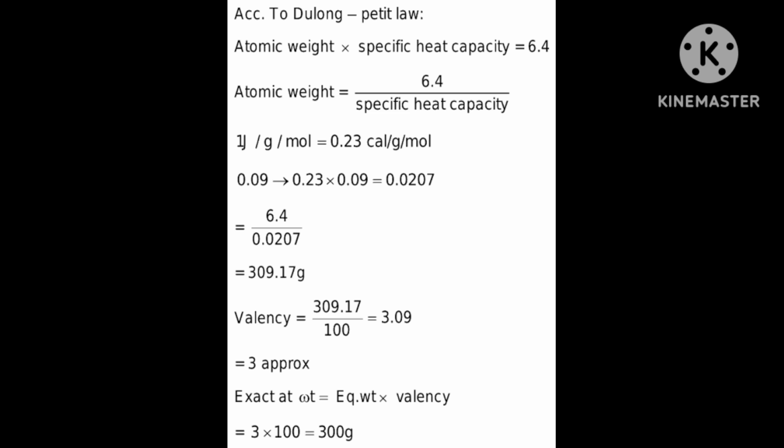Now next, I am telling you the calculation of empirical formula mass. How will you calculate the empirical formula mass? It is obtained by adding the atomic masses of the various atoms present in the empirical formula.